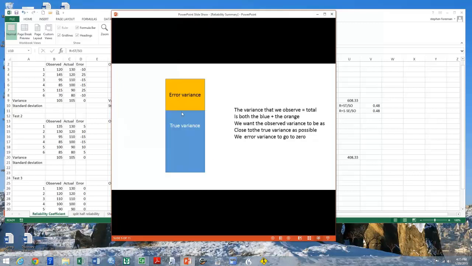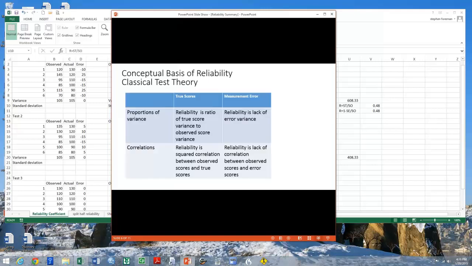Conceptually, in a box here, the total variance is everything we see. So we take our observations and we get a variance. A portion of that's the error variance. The other portion of it's the true variance. And basically we were trying to make this orange box, the error variance, disappear so that all we have is true variance. If true variance equals observed variance, and we divide one by the other, we're going to get 1, and that's what we're after.